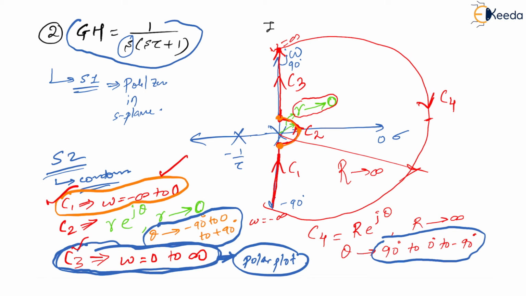Now I am interested in C2. How to draw C2? That is a great question. Let us see that. What was your C2? C2 was nothing but R into e to the power j theta, where R is small and tends to 0, and this theta is varying from minus 90 degrees to 0 to positive 90 degrees. I hope you all know this. Yes, r and theta are the variables.